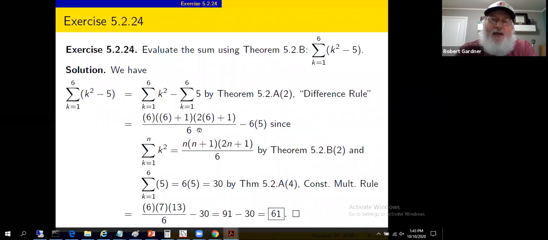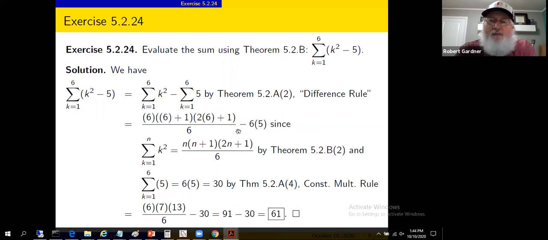We'll simplify it in a second. Here we've got the constant 5 added to itself 6 times. We'll get 6 times 5. That was called the constant multiple rule in theorem 5.2.a, by the way, to give a reference.